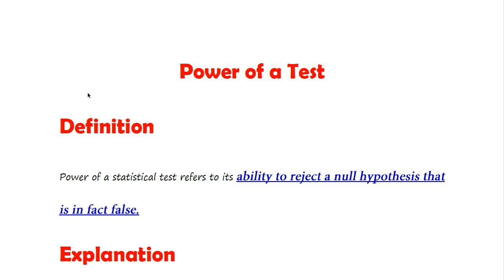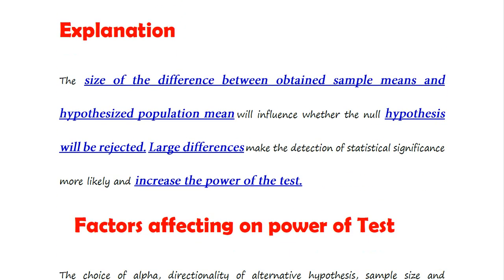So now let's start by explaining the definition of power of test. Power of a statistical test refers to its ability to reject a null hypothesis that is in fact false. So when we reject a null hypothesis when it is actually false, we perform the power of test. Now we move to further explanation.